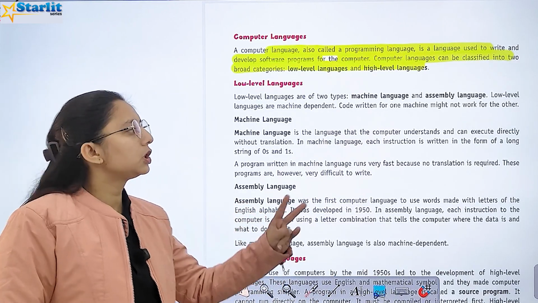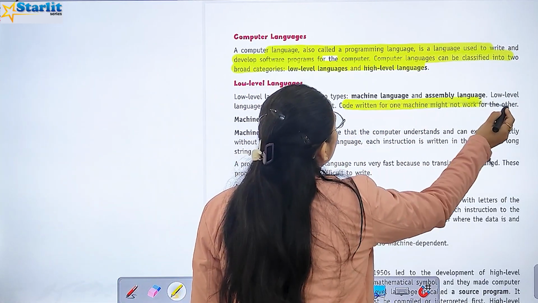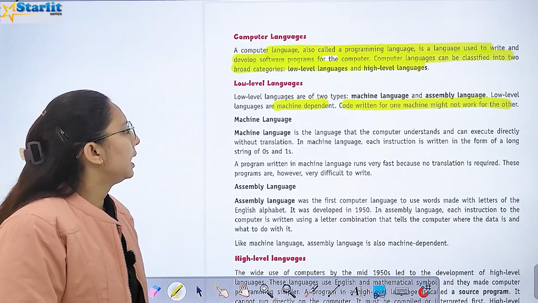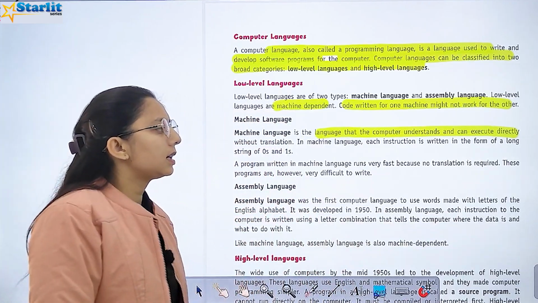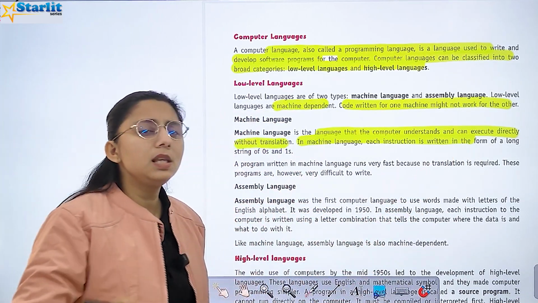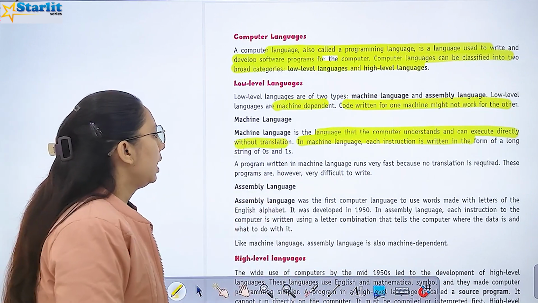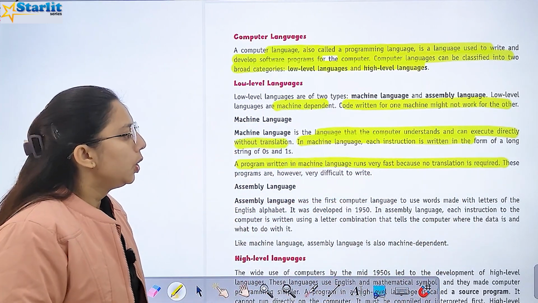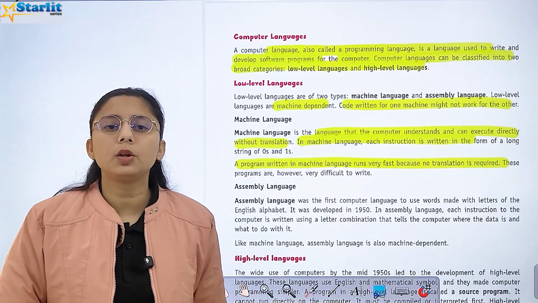दो तरीके की होती है, एक तो machine language और एक assembly language. So we have machine dependent code: written for one machine might not work for the other machine. Now we have machine language that the computer understands and can execute directly without translation. In machine language, each instruction is written in the form of a long string. A program written in machine language runs very fast because no translation is required. इसमें आपको किसी भी तरीके की translation की need नहीं होती है.